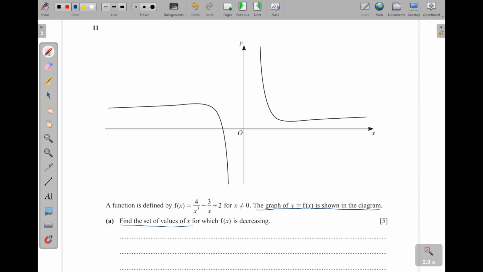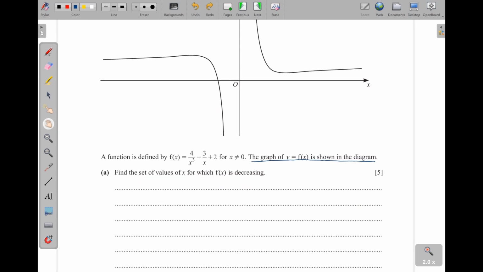Part A: find a set of values of x for which f of x is decreasing. For a decreasing function, f prime of x, the dy dx, has to be less than 0. So f of x is 4x to the power negative 3, using the rules of indices, minus 3x to the power negative 1, plus 2.